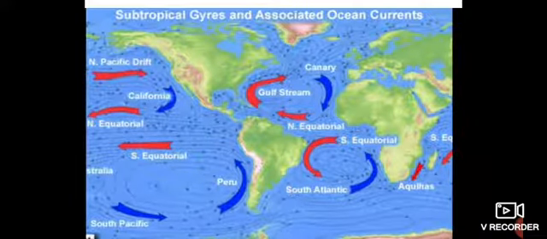Ocean currents move in a clockwise motion in the northern hemisphere and anti-clockwise in the southern hemisphere. The factors that generate the ocean current are earth's rotation, prevailing wind, and differences in temperature and salinity of ocean water. On the basis of temperature, ocean currents are classified as warm currents and cold currents. Here, red color is warm current, blue color is cold current.